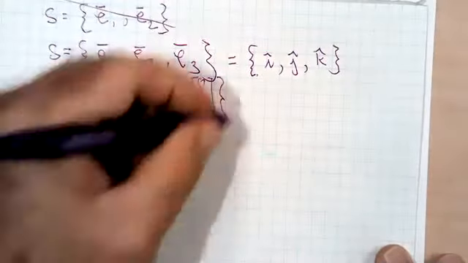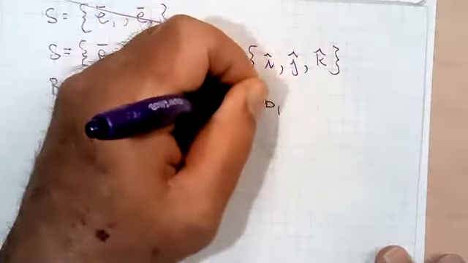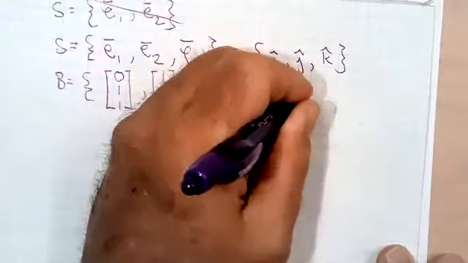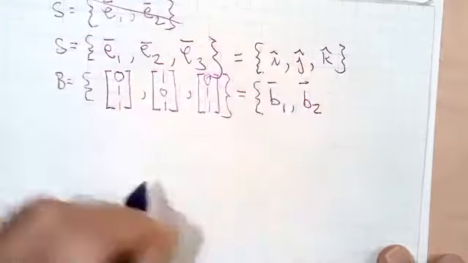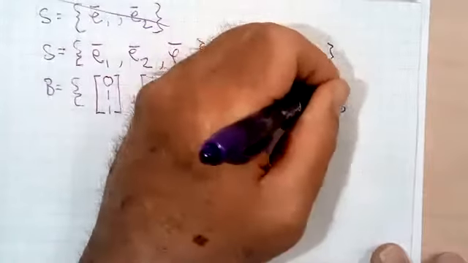In case I need names for them, I'm going to call this one basis vector 1, the next one basis vector 2, that's this guy, and the next one I'll call basis vector 3.